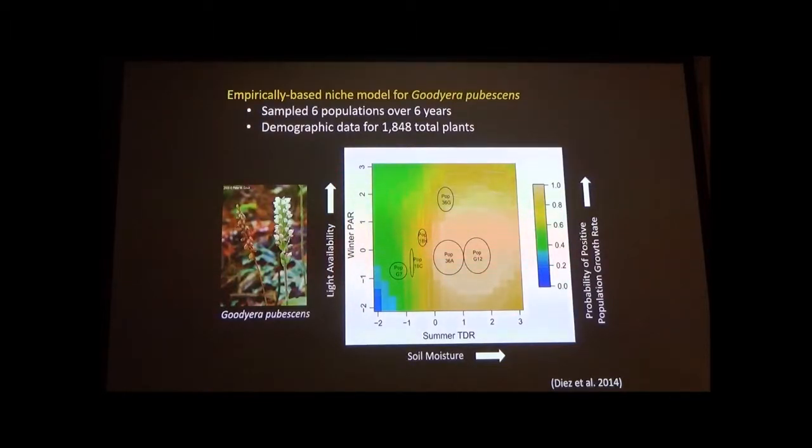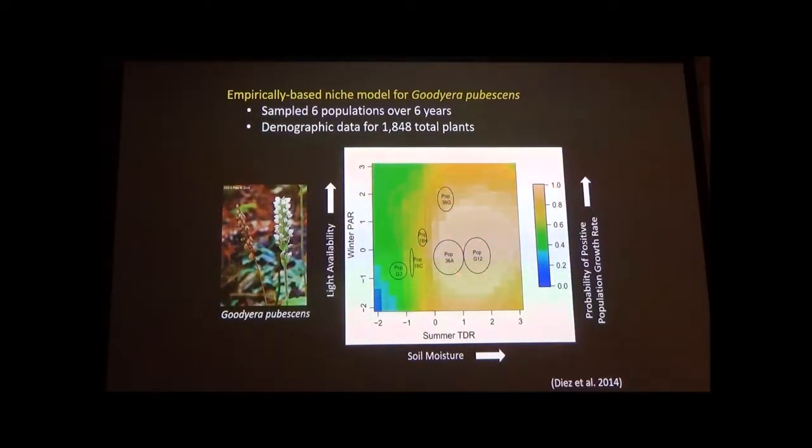These are just standardized units, but increasing this way is wetter soils, and increasing this way is brighter environments. And they incorporated both environmental variables and demographic variables into a single quantitative model to look at the probability of population persistence, which is what the colors are here. So this one would be the model suggesting 100% probability of persistence. Right? So this is a real description of a niche for the species based on data collected in the field, expressed in the units of population persistence.